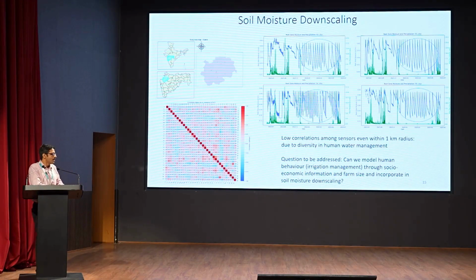So the question here is, can we use some secondary variable to understand human behavior? It also depends on the socio-economic condition and so on. Can we take secondary information and incorporate it in the model? This is something we are doing, and I believe this is one of the major challenges to doing proper soil moisture mapping.